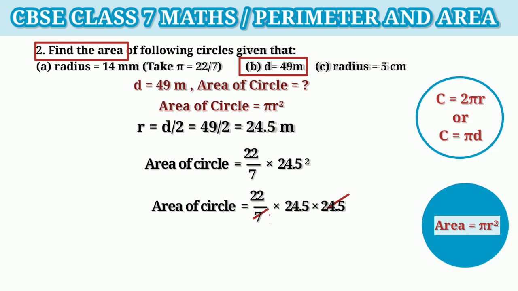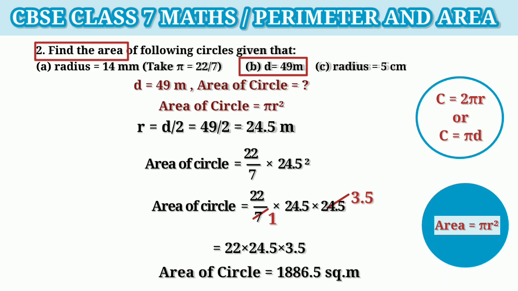7 ones are 7, and for 24.5 we will first use 7 threes are 21, but we have the number 24 here, that means 3 extra. So the next number becomes 3.5. Since the decimal point is there, we will place the decimal point and use 7 fives are 35. So our answer is 3.5. So finally the numbers remaining are 22 into 24.5 into 3.5. Multiplying these numbers, we directly get the area of the circle. There is no need for division because 7 we have already cancelled. We get the area of the circle equals 1886.5 square meter.